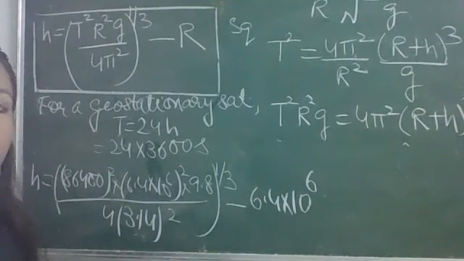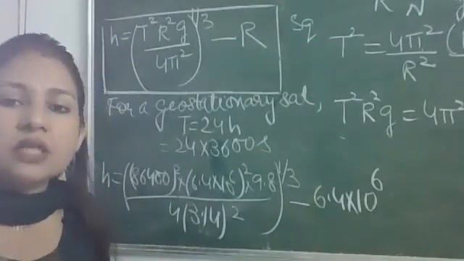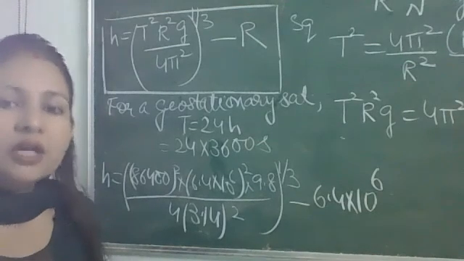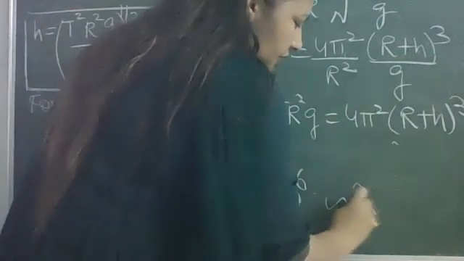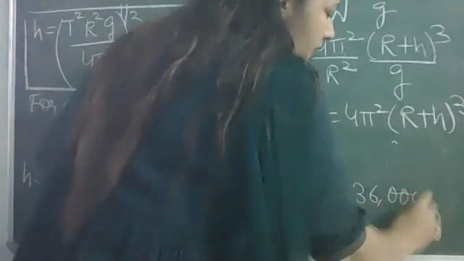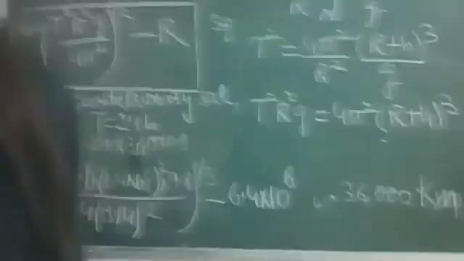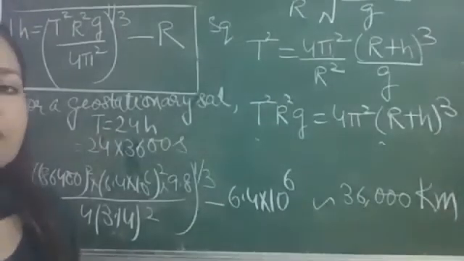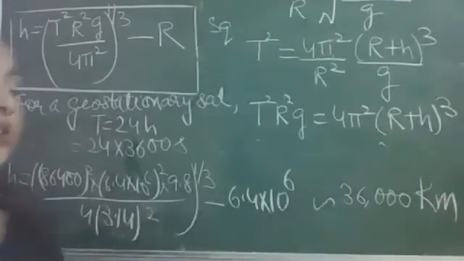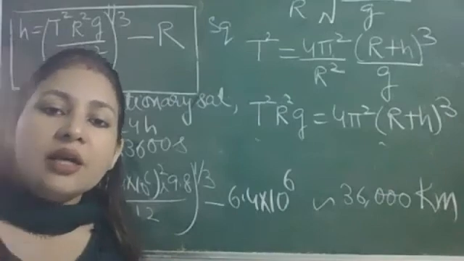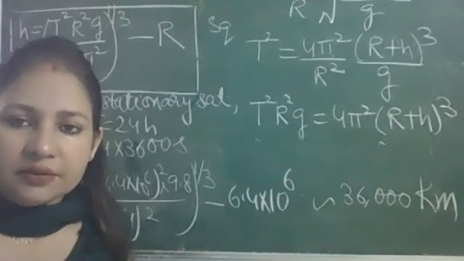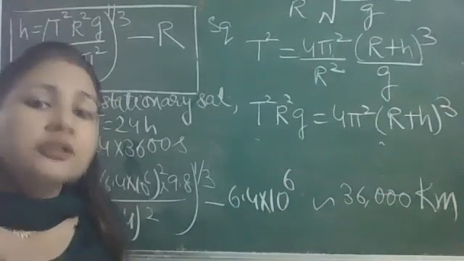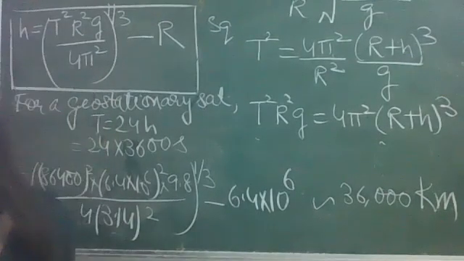Okay, so it comes out to be about 35,800 something. So we are going to round it off. The height of geostationary satellite from the surface of Earth is about 36,000 kilometers. So you will write the rounded off result. Height of geostationary satellite from Earth is 36,000 kilometers. So they are at quite a high height. They are at a large height from the surface of Earth. ठीक है, उनकी हाइट काफी ज्यादा है, सरफेस से काफी हाइट पे होती है.